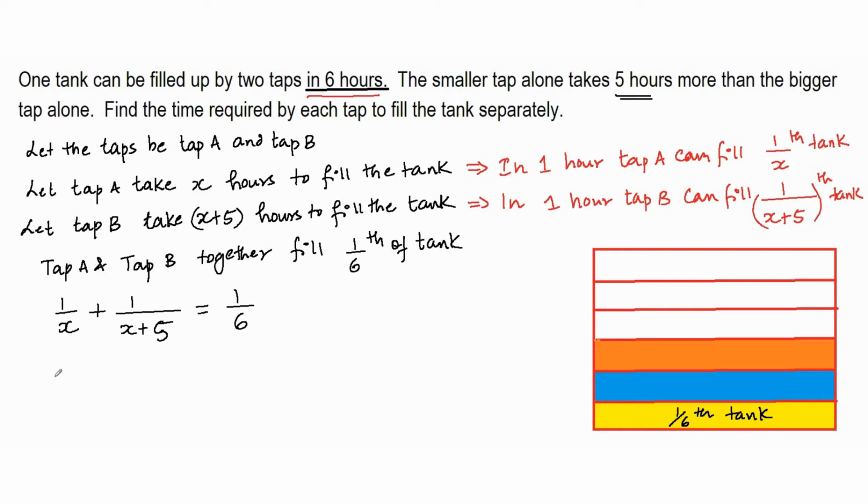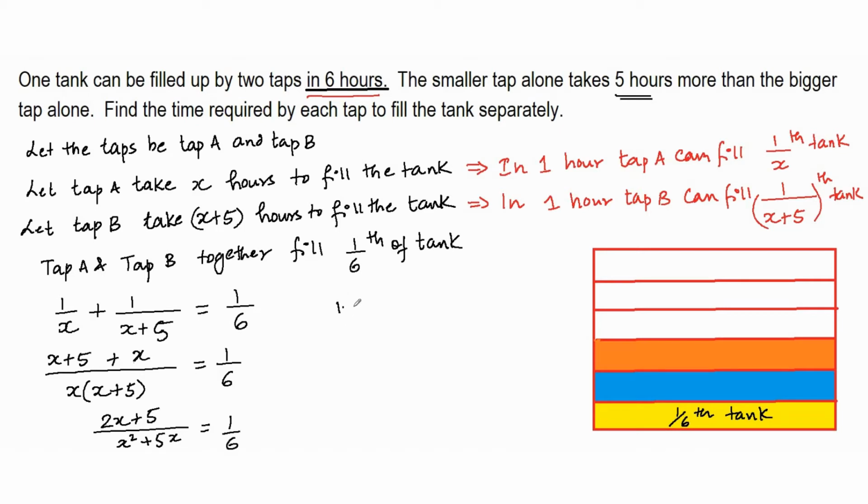Now I can find the value of X. Again, I can take the LCM. So the LCM is X multiplied by X plus 5. Sorry, my mistake, it should have been X here. So (2X + 5)/(X² + 5X) = 1/6. On cross multiplying, I get 12X + 30 = X² + 5X, which means X² − 7X − 30 = 0.